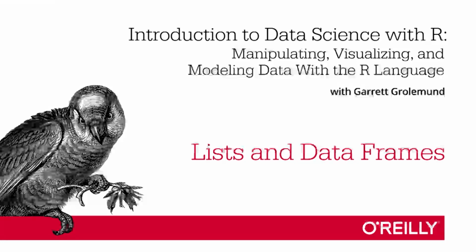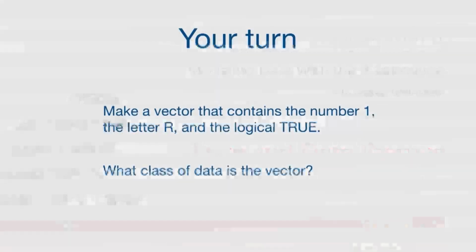Let's apply some of what you've been learning. What I'd like you to do now is make a vector that contains the number 1, the letter R, and the logical value true. So you'll have to think about how to write numbers, how to write character strings like the letter R, and how to write logical values like true. Create that vector, save it to an object, and then look up the class of that object. Now you're definitely going to need to pause the video to do all this. Once you've done it, hit play.